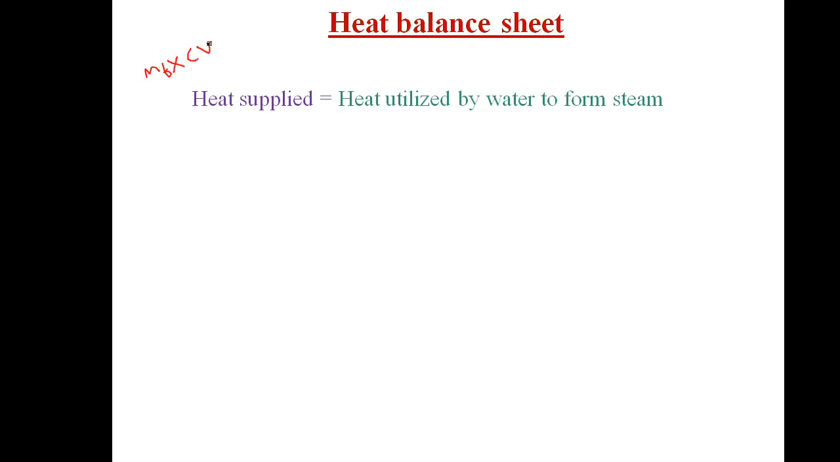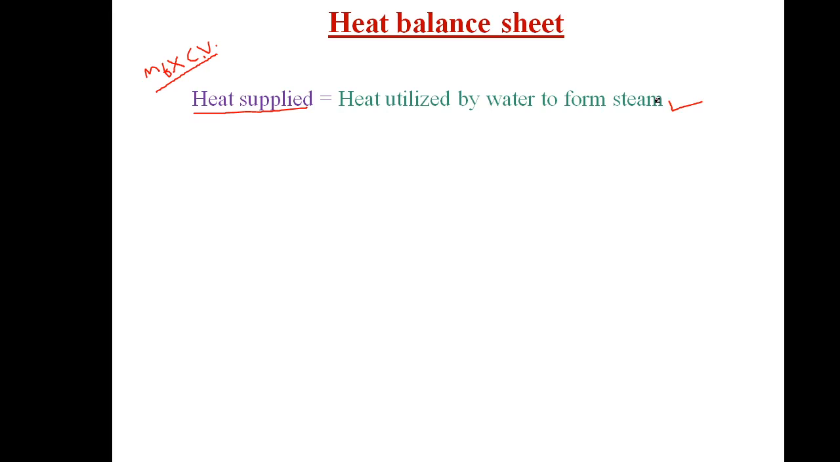Here also, heat balance. The amount of heat produced by combustion of fuel: say for example mf kg of fuel is burned, and CV is the calorific value, so mf into CV. This much amount of heat is liberated by combustion of mf kg of fuel per unit time. This heat, which is supplied in the combustion chamber, is utilized for various purposes. The very first major part of heat is used by the water to convert it into steam.